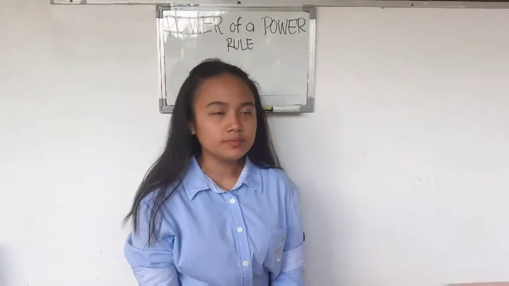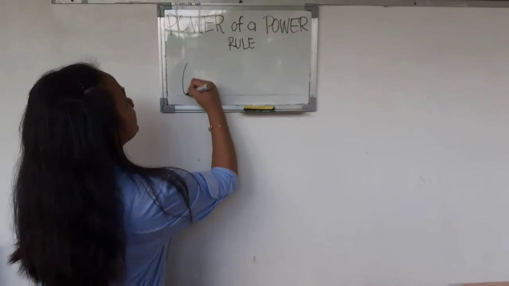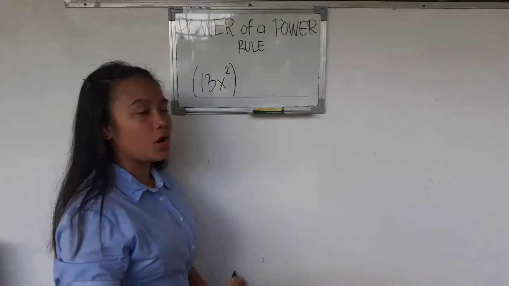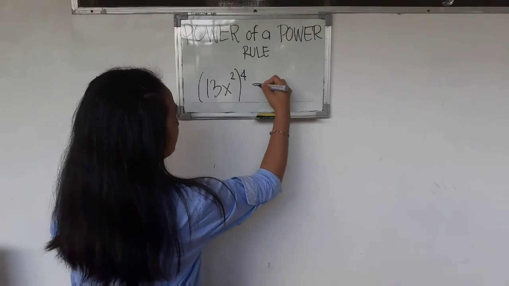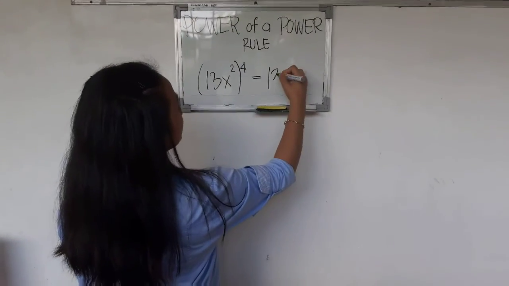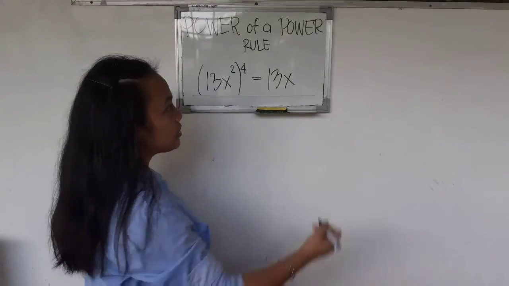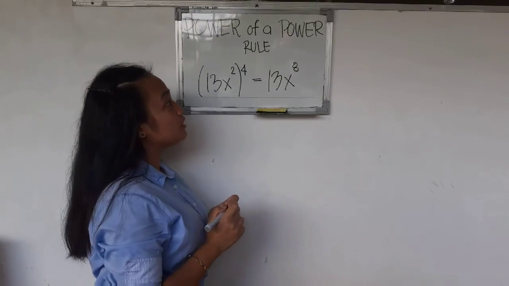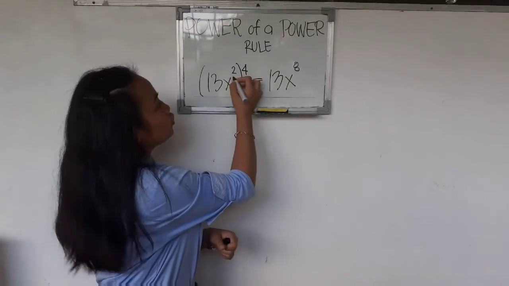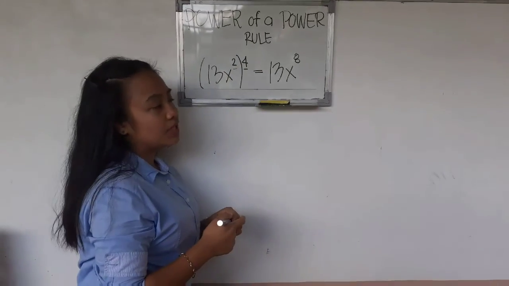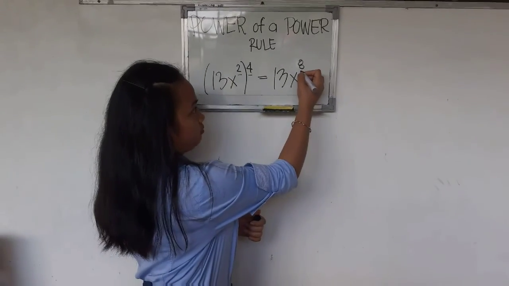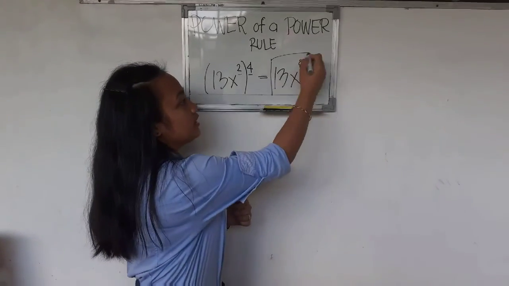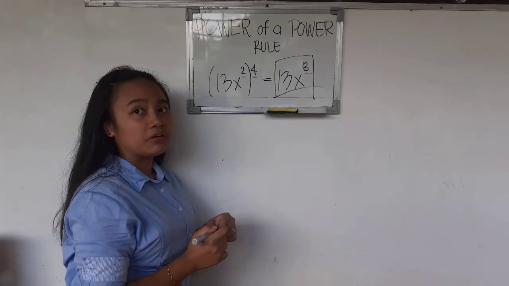For another example, let's have the given quantity 13x squared raised to the power of 4. It will give you the answer of 13x raised to the power of 8. So as you can see again, we just simply multiply the exponents 2 and 4. That will give the answer of 8. And the answer for this given example is 13x raised to the power of 8.